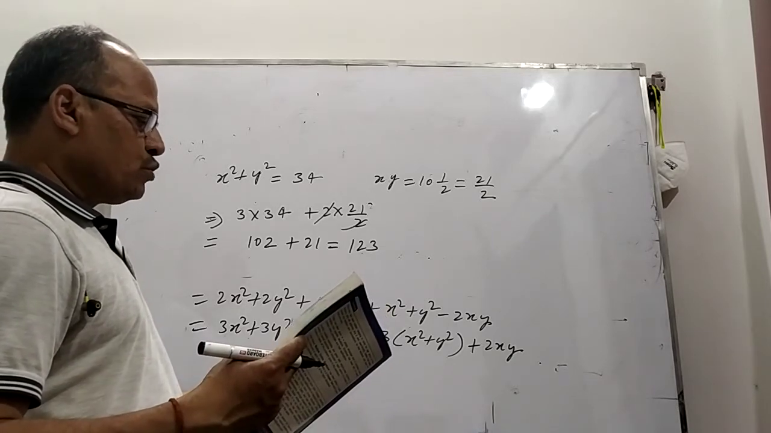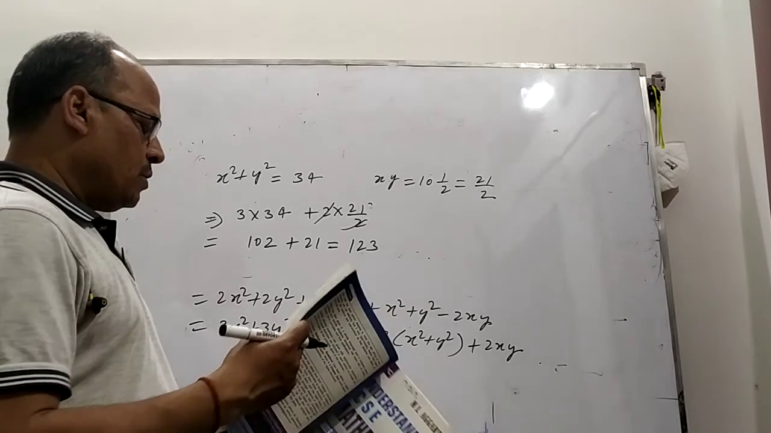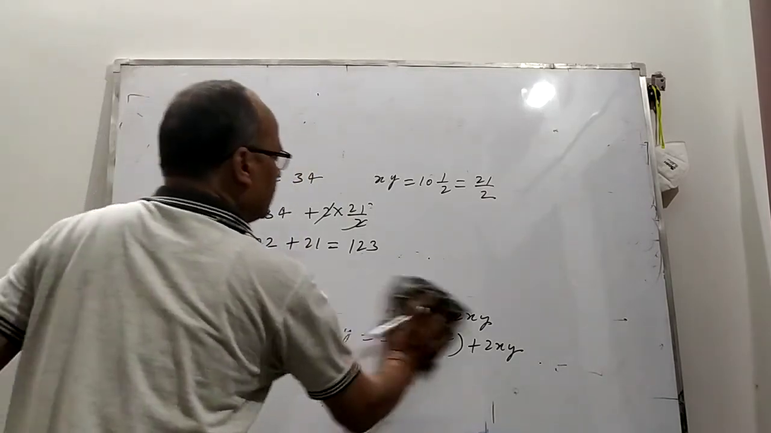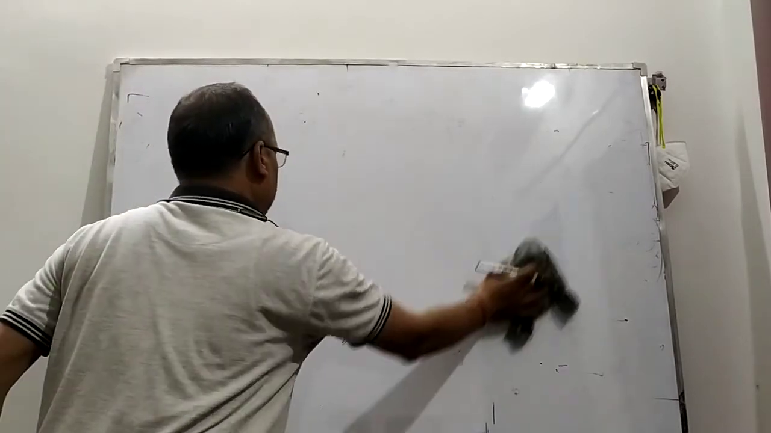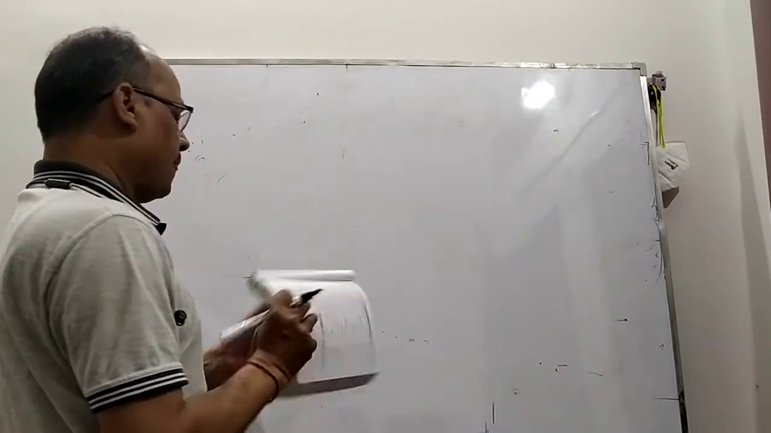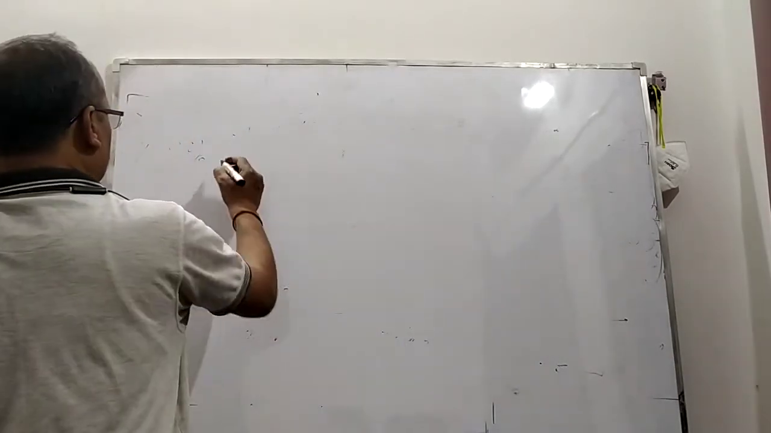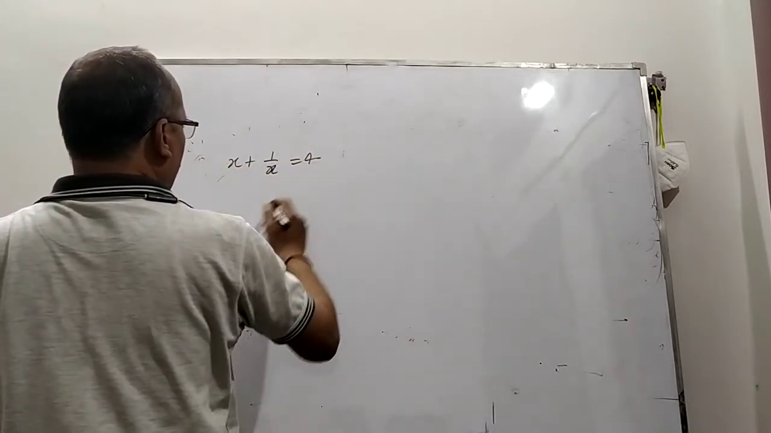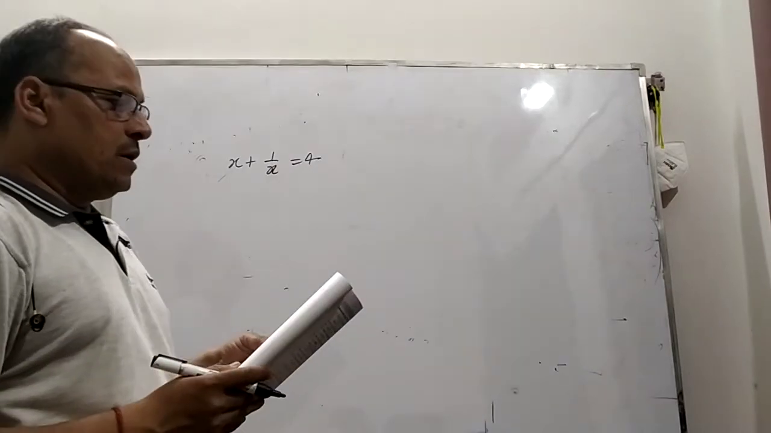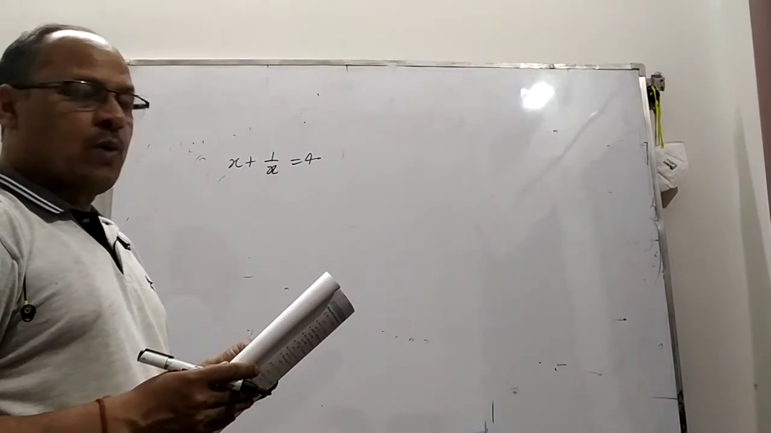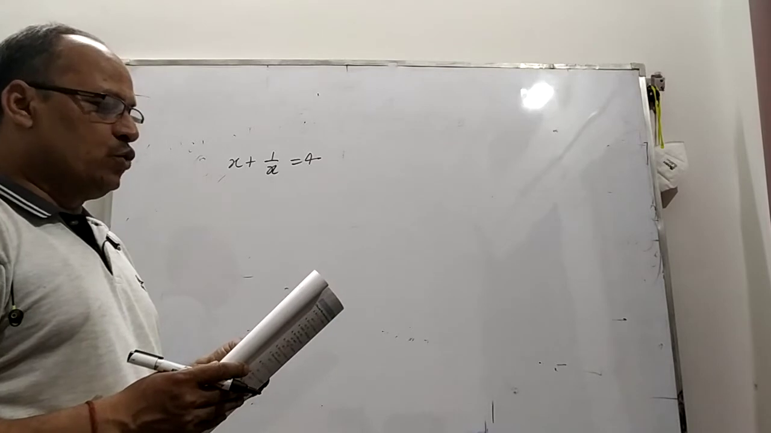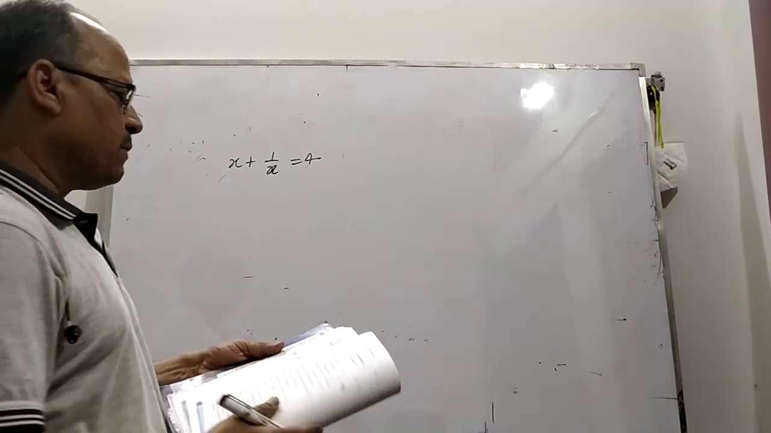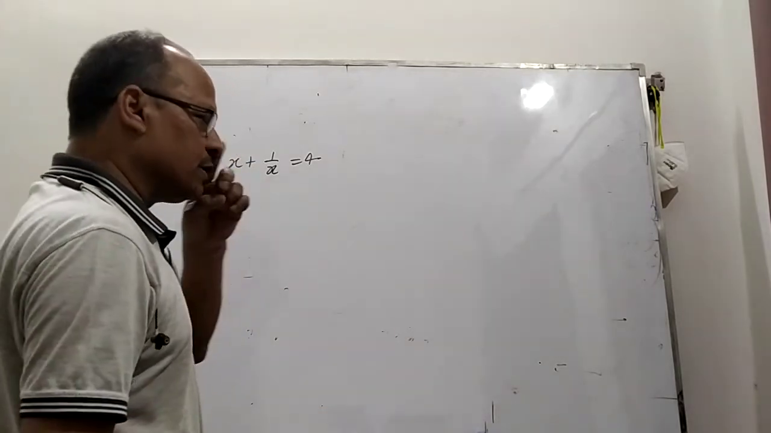I suppose I should solve one more question related to this. Here given x plus 1 upon x equal to 4. Find the sum values: x square plus 1 upon x square, x cube plus 1 upon x cube, x raised to power 4 plus 1 upon x raised to power 4, x minus 1 upon x. Very good question. You will see this.